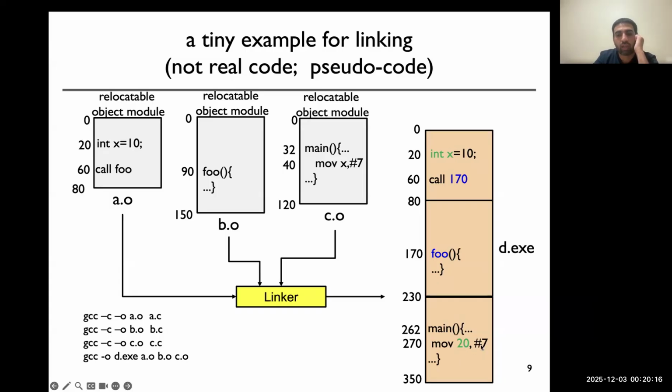So now I can say, okay, load the value of 7 into the memory location indicated by the address 20, right? And then, in the a.o, I am executing the call, or making the call, foo. But I need to first find out what foo is. For that, I can go to the other file, which holds the definition of the function foo, and then I can link it with my program, right?